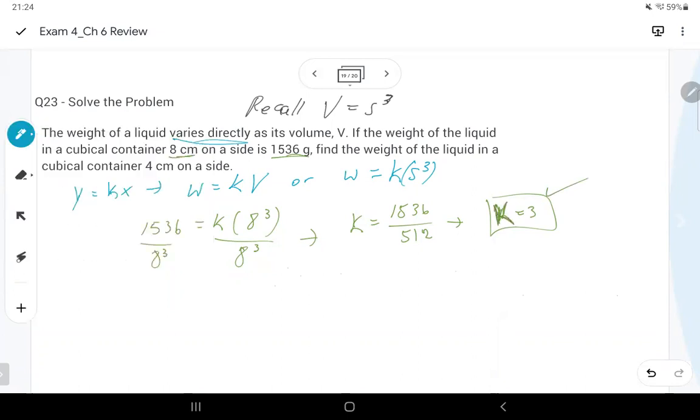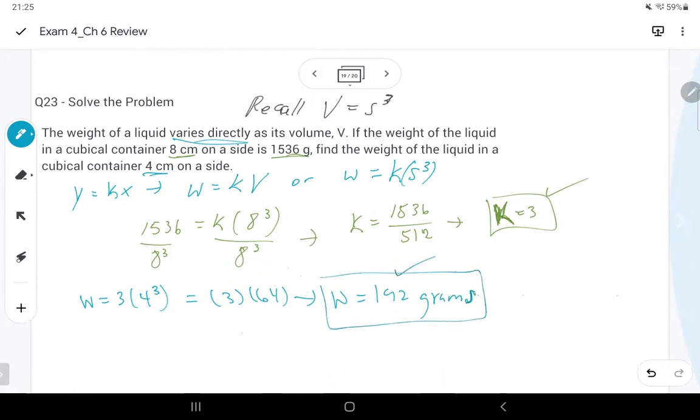And then what we do is we say, okay, what is the weight when k is 3 and our side is 4? 4 cubed is 64, so W equals 192 grams. You have to have grams.